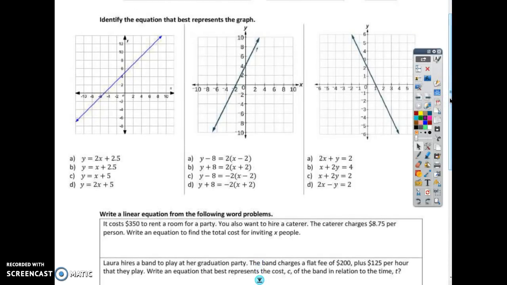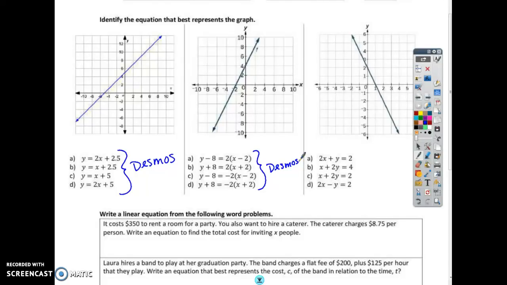Okay, so I'm not going to do these with you. I'm just going to tell you how we're going to do them. You're going to use these answer choices and put them in decimals, and you're going to look to see which one gives you this graph. Okay? Same thing with the second one. You're going to put these in decimals, and you're going to look which one matches that graph.